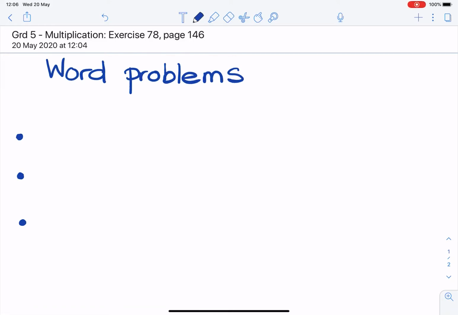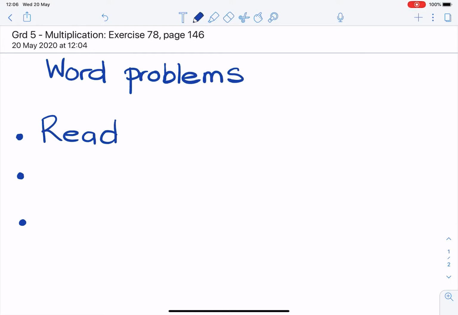Morning, grade 5s. We're carrying on with multiplication this week, and today we're going to look at word problems. Now, before you look at the word problems, let's go through the tips and the clues on how to solve a word problem. The first one is to read the problem. And don't just read it once, read it twice until you have a good understanding of it.